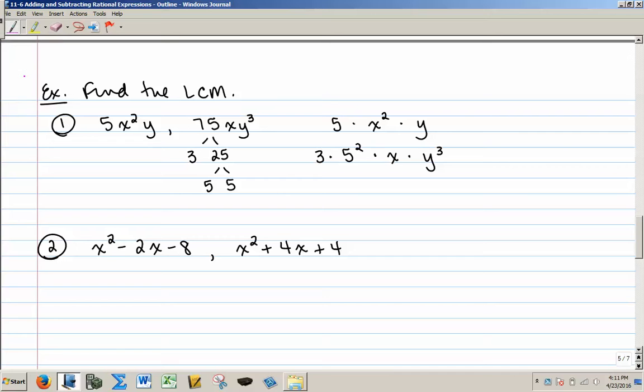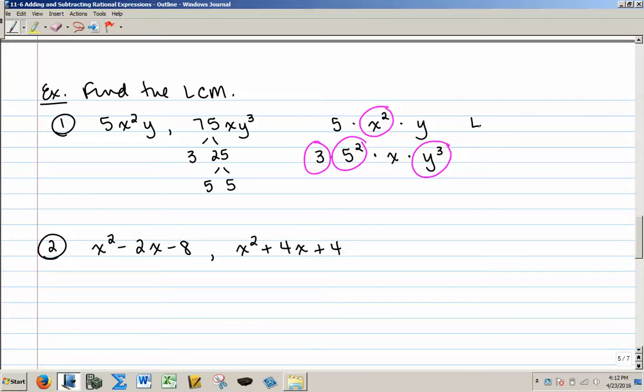So what I want to do is take the highest power of 3, and that would be this one right here. Looking at my 5's, I want to take the highest power of 5's. Looking at my x's, I want to take my highest power of x's. And looking at my y's, I want to take the highest power of my y's.